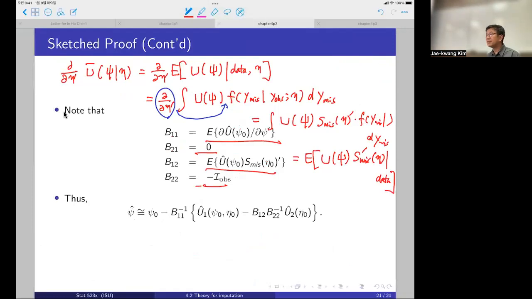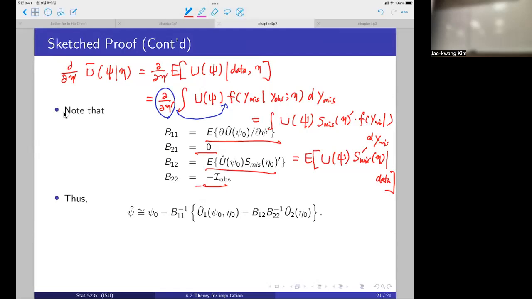I have a question. If psi can be written as a function of eta, because eta is the parameter in the model, then we can plug in eta hat to estimate psi, right? In that case, which method is better? Is this one more efficient than the plug-in?